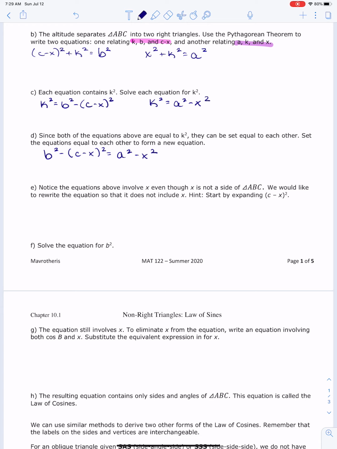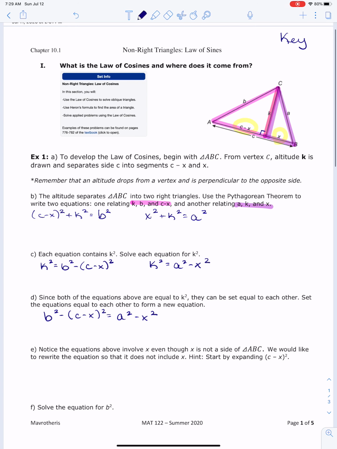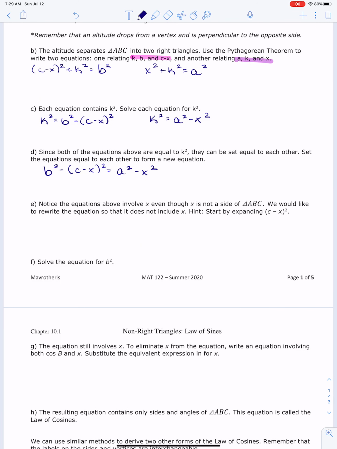Okay, now we've got to figure out what to do with the X. If we go back to our original triangle, notice our sides are A, B, and C. X is not really part of what we know about the triangle. So we're going to see if we can rewrite this without using the X at all. So we are going to start by expanding that (C minus X) squared. I get B squared minus, and I'm going to leave this in parentheses for a minute, C squared minus 2CX plus X squared. And then I'm going to go ahead and distribute that negative through.